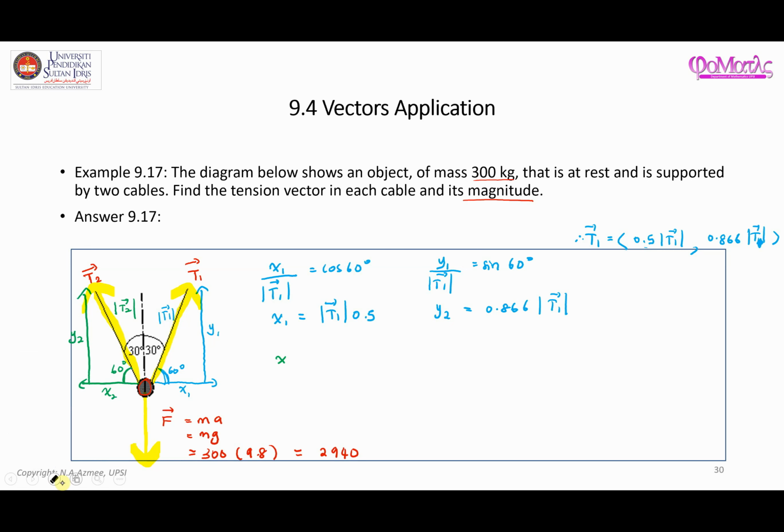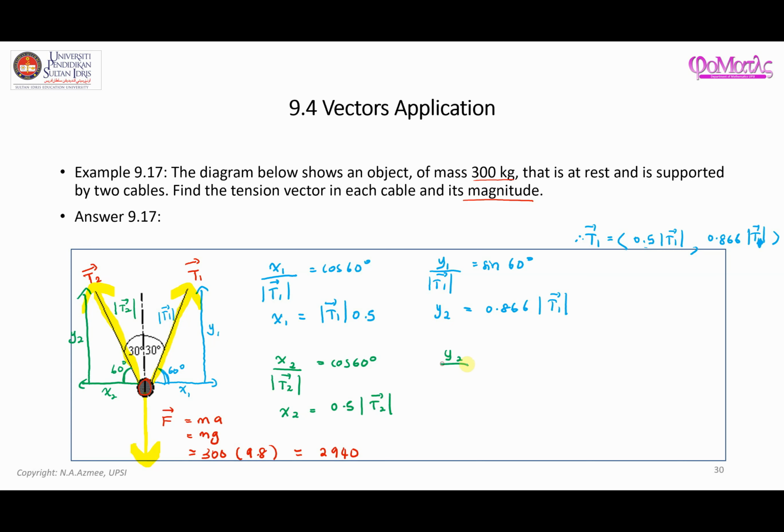Okay, so x2 over the magnitude of t2 is equal to cos 60 degrees. Therefore, x2 must be equal with the same value here, which is 0.5 times the magnitude of vector t2. So that is for x2.